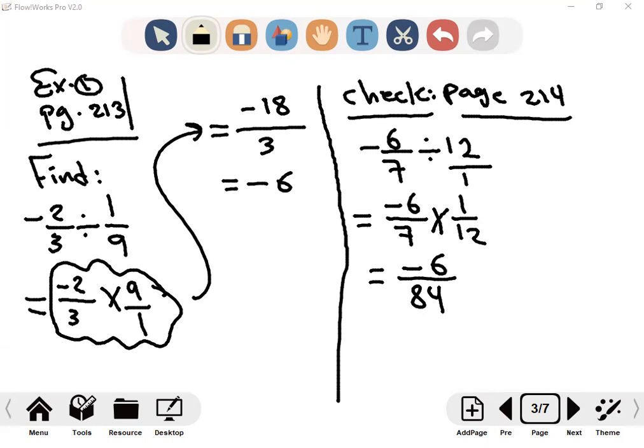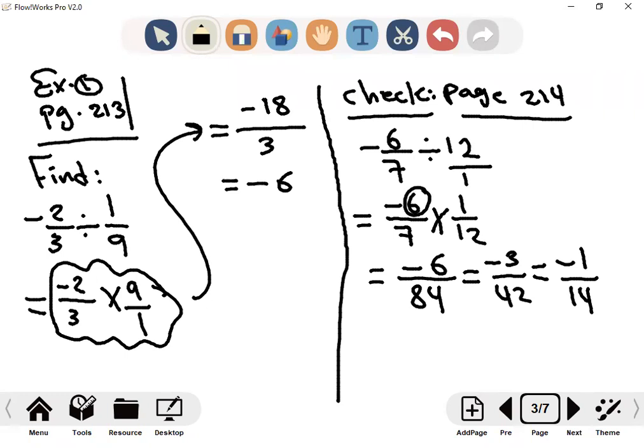Divide up and down by what? Try 2. Yes. Negative 3 over 42, divided by 2. Right. Then divide by 3. Up will not be 1, it's wrong. It is negative 1 over 14. Right.